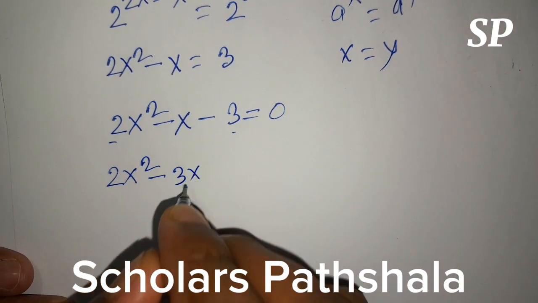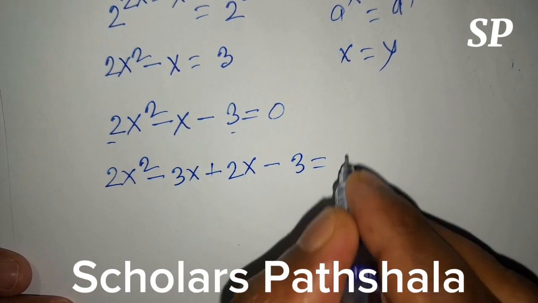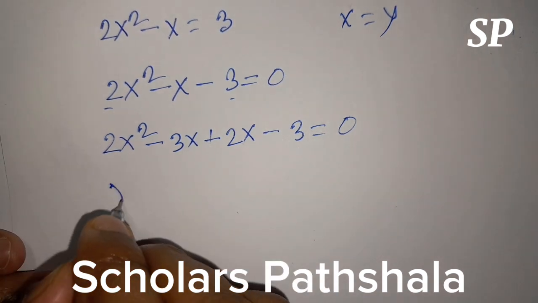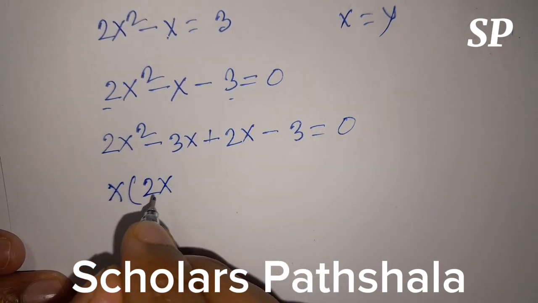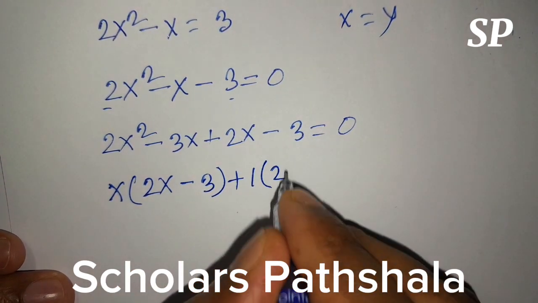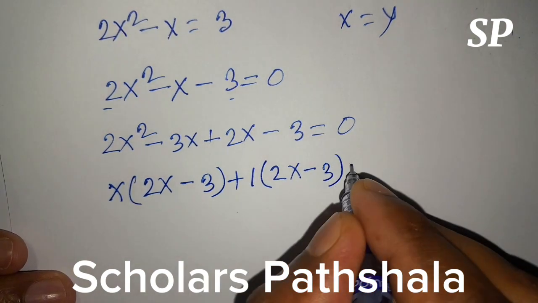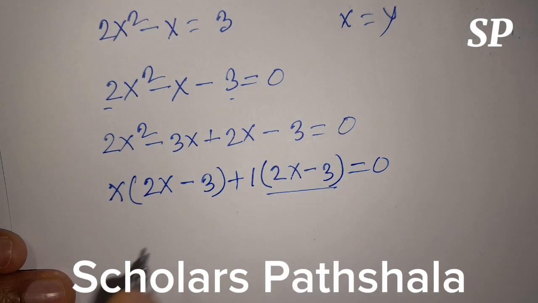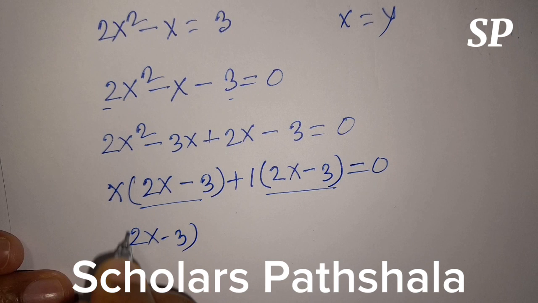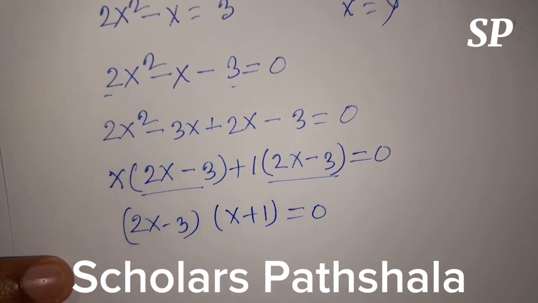x² minus 3x plus 2x minus 3 is equal to 0. Okay, here x is common in the first two terms, giving x(x minus 3), and plus 1 is common in the last two, 2x minus 3. Here 2x minus 3 and 2x minus 3 is common. So 2x minus 3 and x plus 1 is equal to 0.